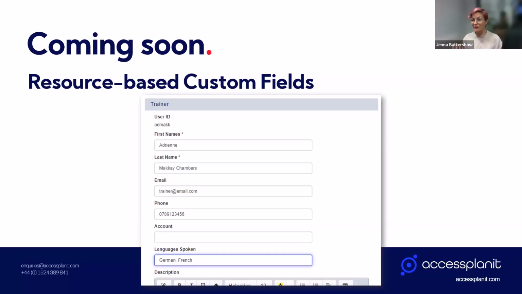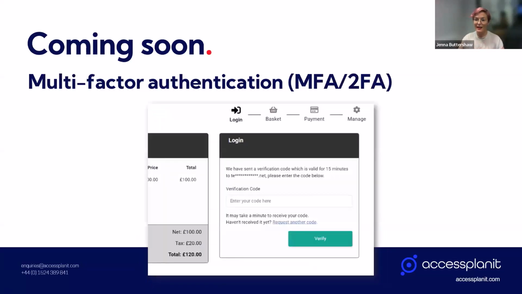The information will then be available to report on, like all custom fields, but you'd also be able to use them as part of your filters when you're selecting a trainer or a venue for a course. So take languages spoken, for example. If you were running a French course, you would want to filter to see just trainers that can speak French. Be handy.